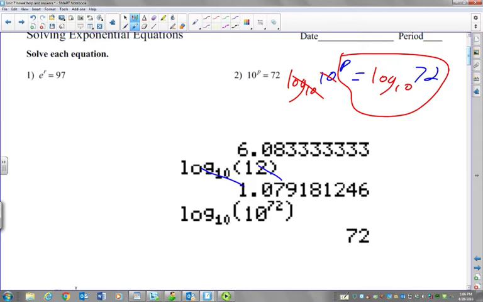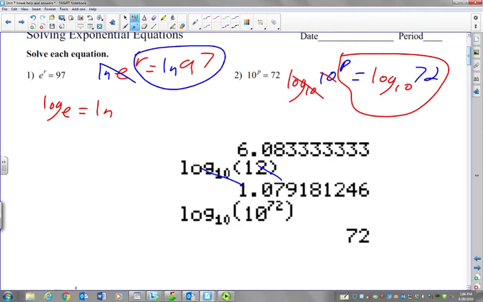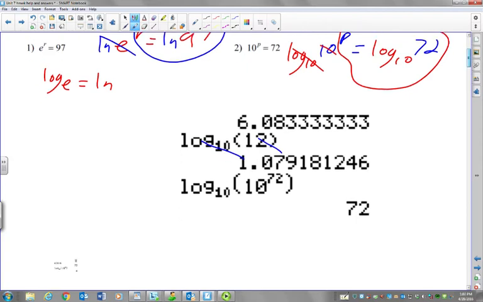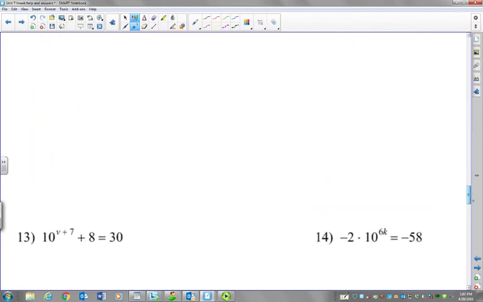If you have e to the r equals 97, take the natural log of both sides. That's also known as ln. So for number 1, you have e to the r is equal to 97, and you go ahead and ln both sides. And so r is just equal to ln of 97. So these are pretty straightforward, pretty easy problems. Just log both sides. Let's jump into maybe some of the more difficult ones.